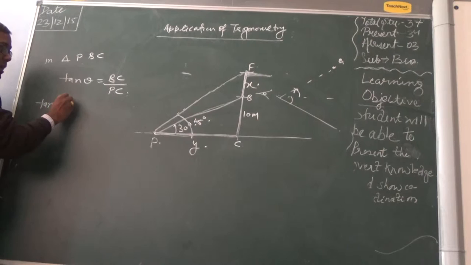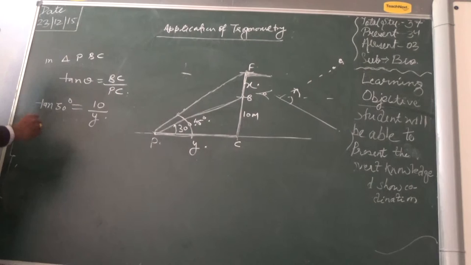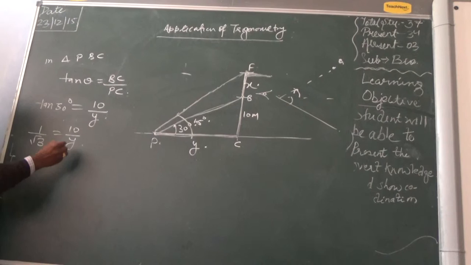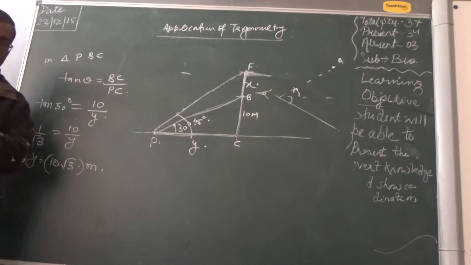So tan 30 degrees is equal to perpendicular, how much is it? 10, upon base, what is this? Y. So it is 10 upon Y. Tan 30 degrees is 1 upon root 3, equal to 10 upon Y. You can calculate Y is equal to 10 root 3. The unit is given in meters, so obviously put meter here, otherwise 0.5 marks will be deducted. Y is 10 root 3 meters.